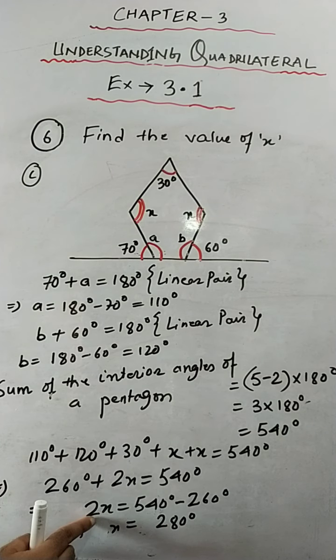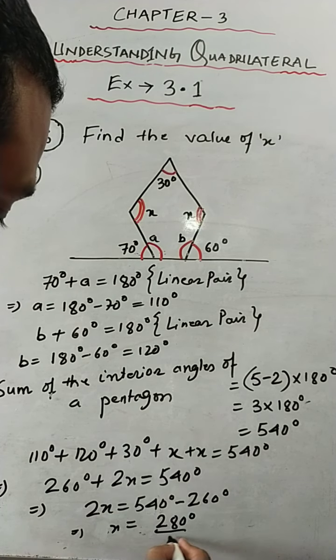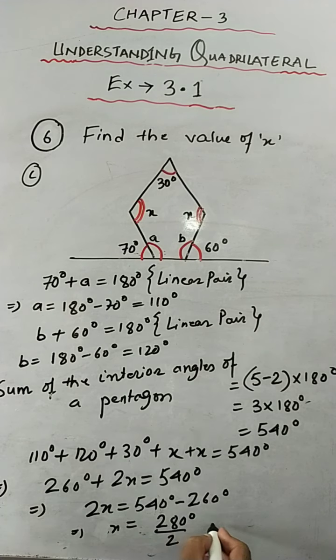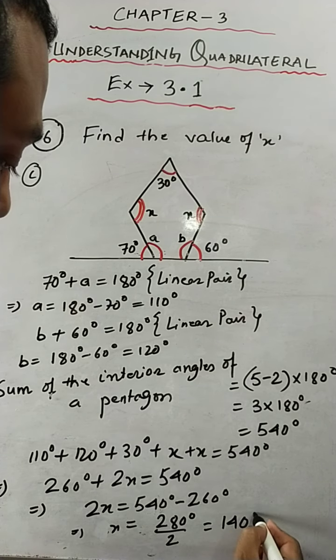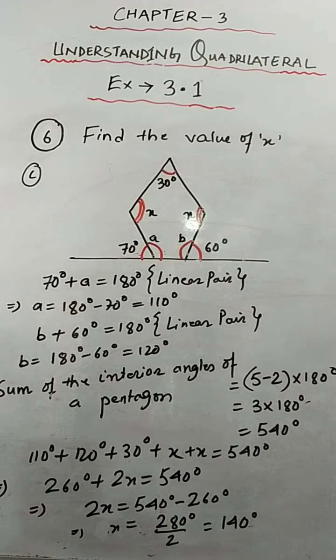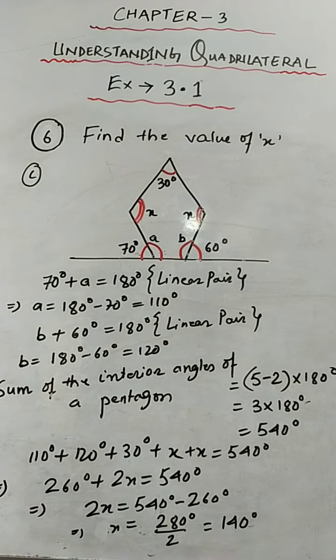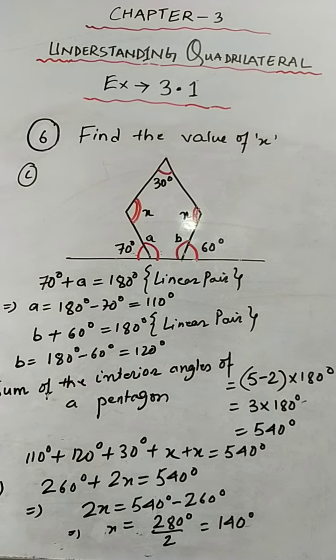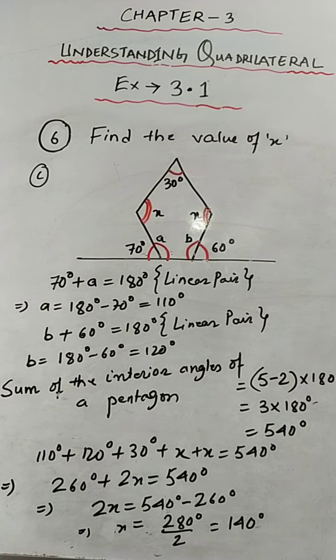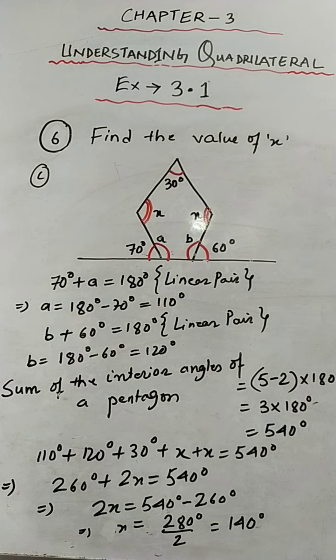Okay, now finally we have to transpose this 2 towards this side. So x would be equals to 280 by 2, that is 140 degrees is the required answer. So both these two angles will measure 140 degrees. Okay, I hope everyone has understood this sum. So now let's move on to the last sum of today's session, that is sum number 4.